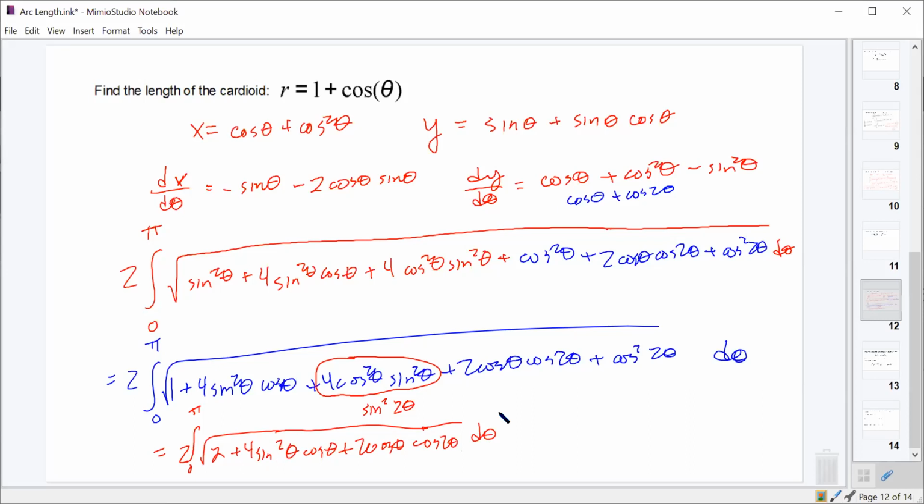The 4 sine squared theta cosine theta could be 2 sine 2 theta sine theta. Okay. And then we have a 2 cosine theta cosine 2 theta. So 2 plus the 2 sine theta cosine theta would give us 2 sine theta sine 2 theta. That's what you're saying. Yeah. Plus 2 cosine theta cosine 2 theta d theta. Okay. Then what?